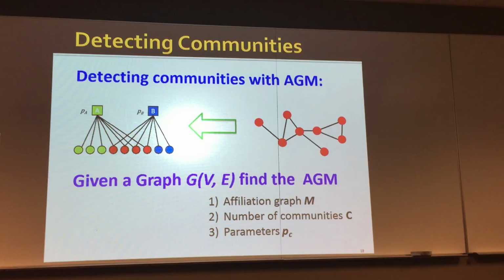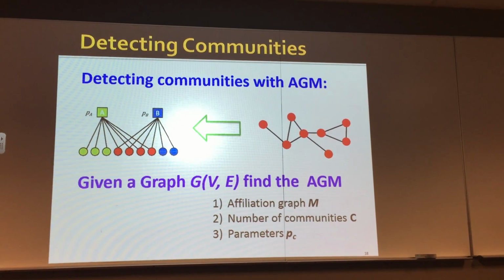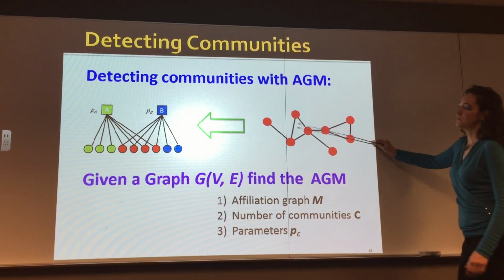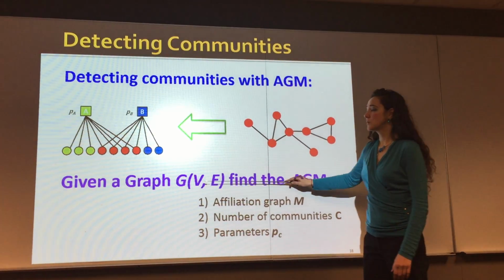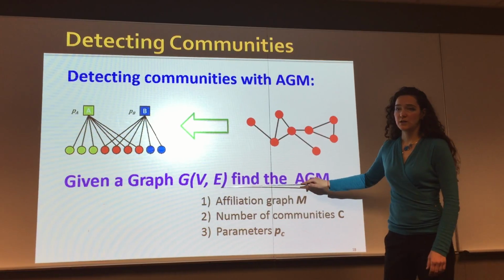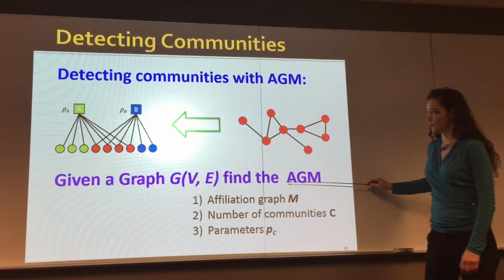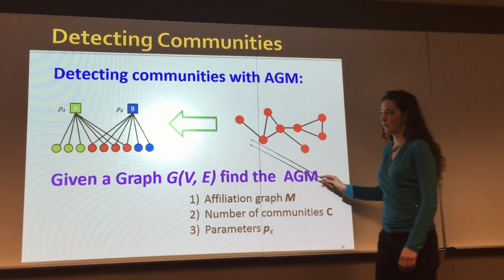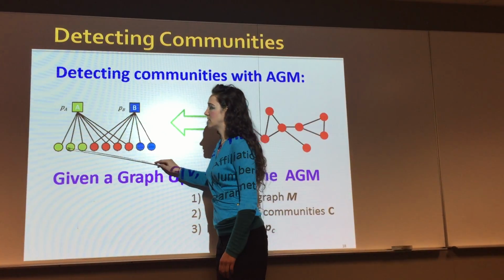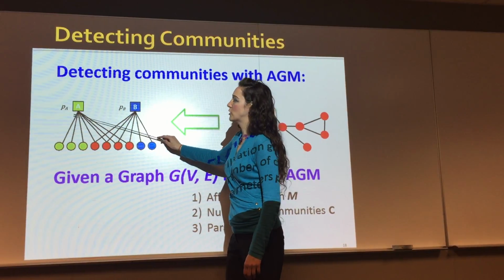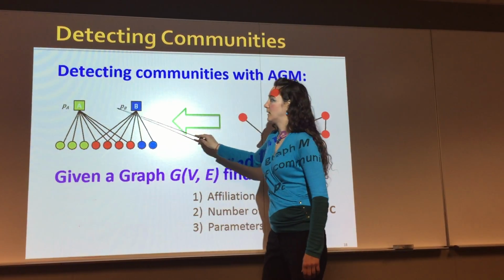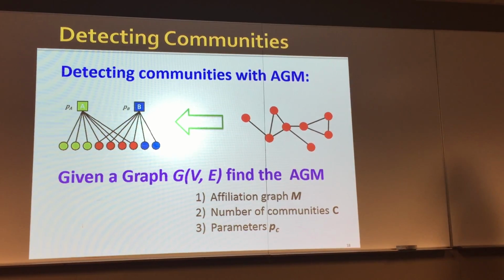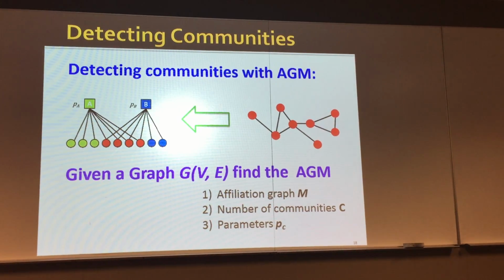So with this affiliation graph model, this is the graph. We are given the graph G, a set of vertices or nodes and the edges between them, and we want to find the affiliation graph model. So we want to find the model that will tell us which nodes belong to which communities, given the network graph.